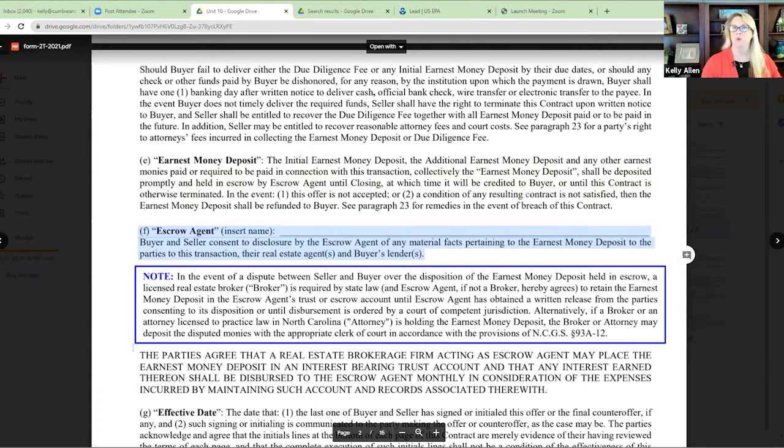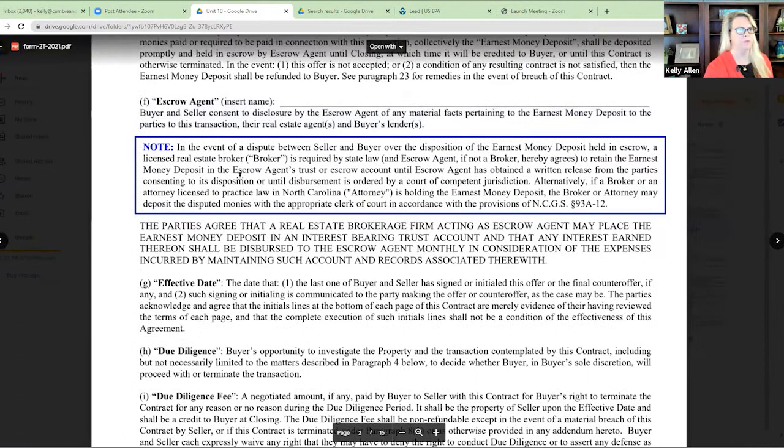Now, what if the listing firm does not have a trust account? Well, then they can't be the escrow agent. Oh, I know, it's just brilliant, isn't it? They can't be the escrow agent. So then who will hold the trust money? The attorney that the buyer has hired will then be named as the escrow agent. Okay, let's read the note. This is important. I'm scrolling, pardon me.